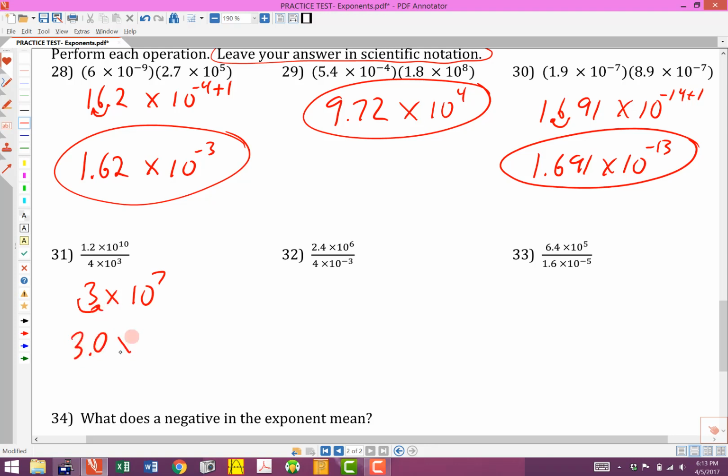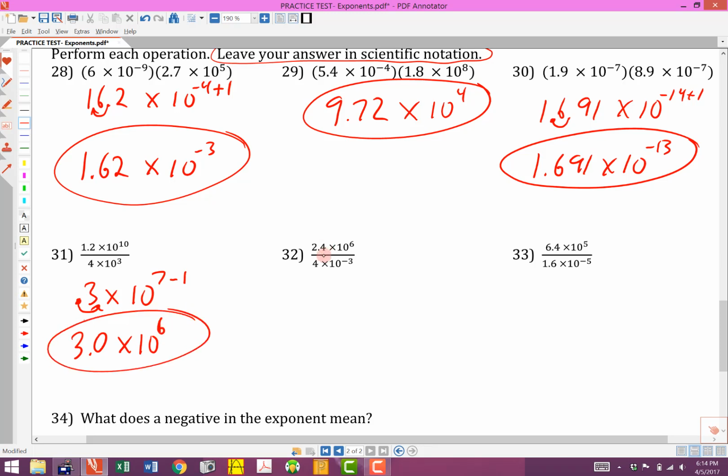So we're going to use 3.0. You don't have to put the 0, but I kind of like putting it. That way everybody knows we know what we're doing with scientific notation. We went from 0.3 to 3. So we made this bigger. That means we need to make the exponent smaller. So we're going to make that smaller by 1. So that's going to be 10 to the 6th.